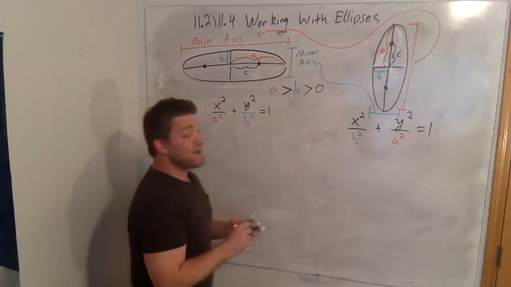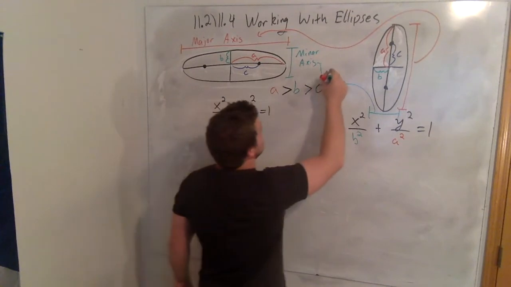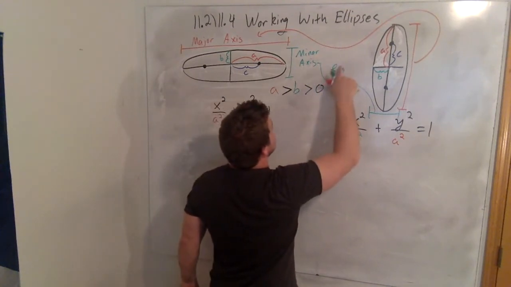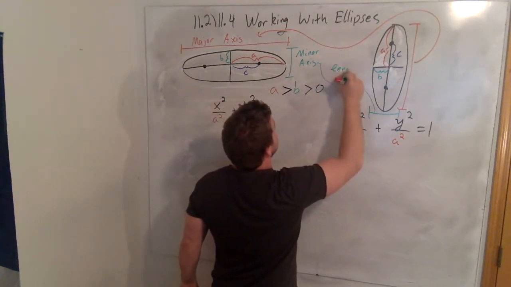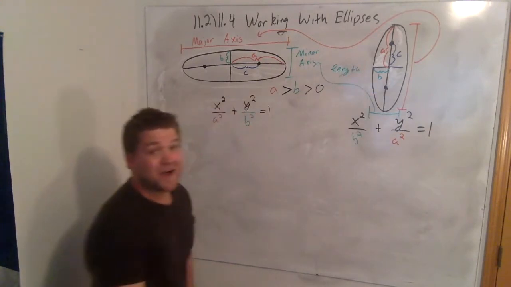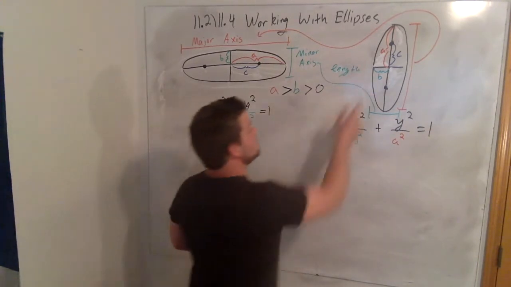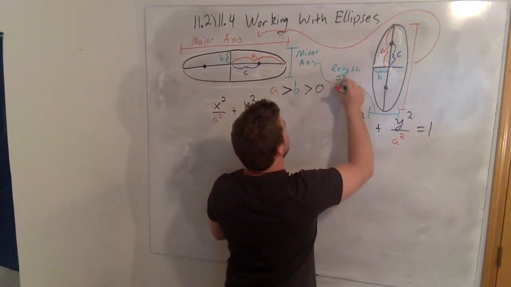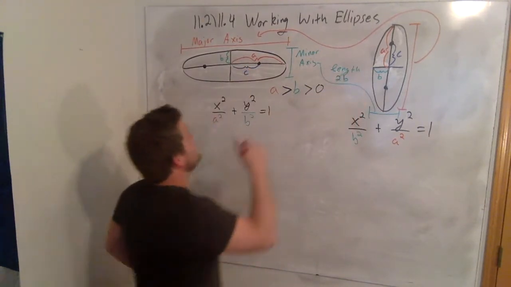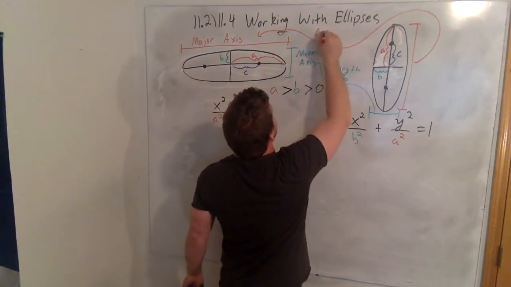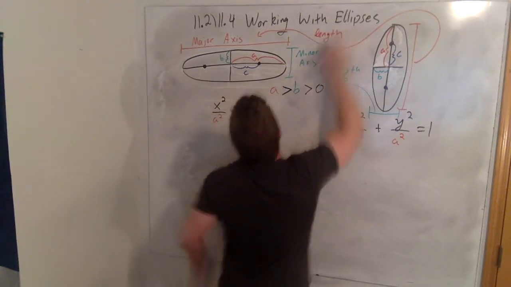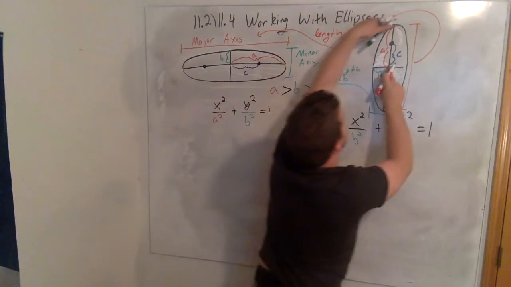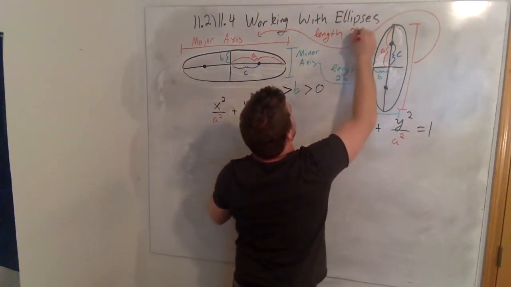Now, for the minor axis, let's think about its length. The length of the minor axis will always be 2b. It'll always be 2b. The length of the major axis will be 2a, 2a for both of these.